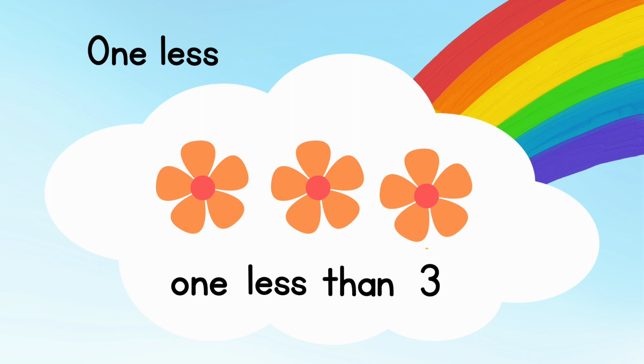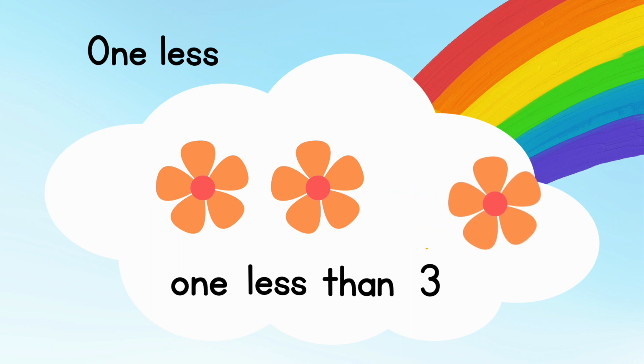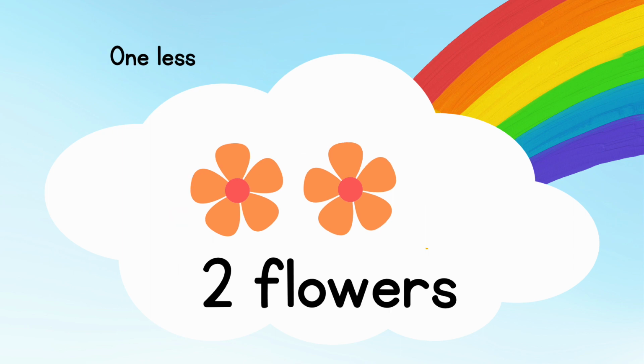Three flowers. Let's count them. 1, 2, 3. 1 less than 3 is, let's take one away. 1 less than 3 is 2.